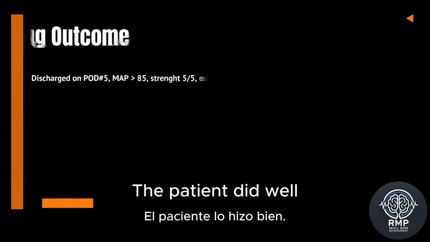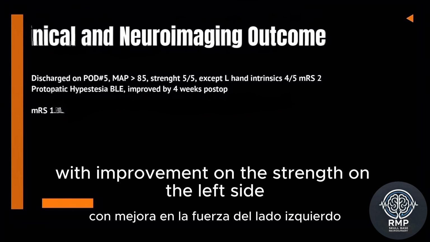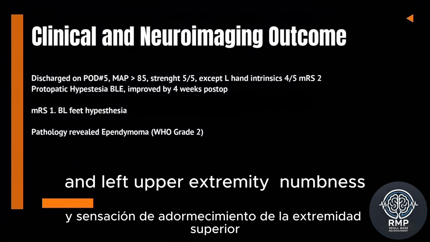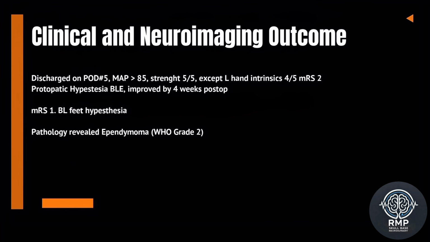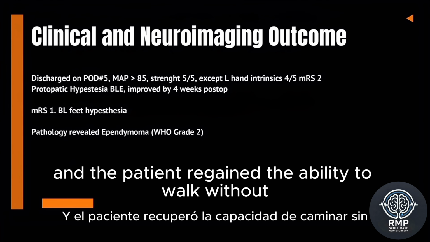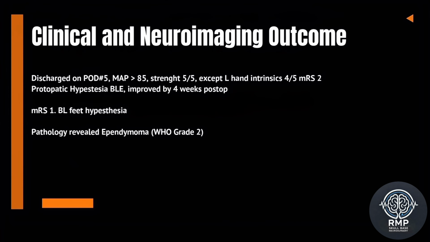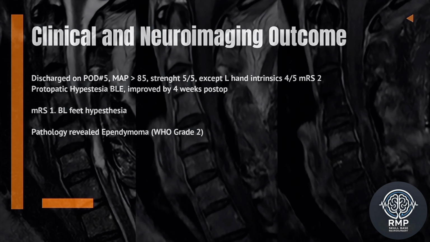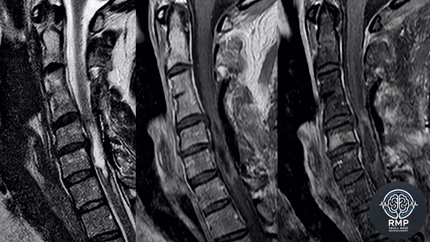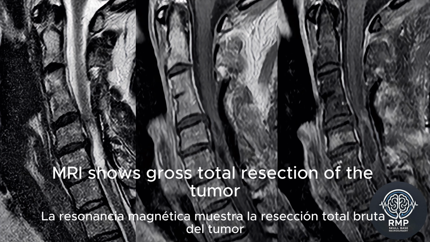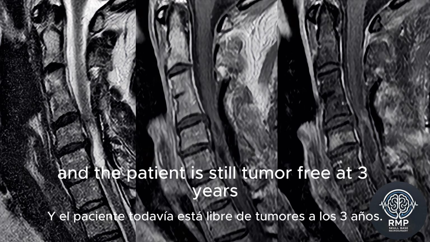The patient did well with improvement in the strength on the left side. The left upper extremity also improved, the numbness improved, and the patient regained the ability to walk without difficulties. MRI shows gross total resection of the tumor, and the patient is still tumor-free at 3 years follow-up.